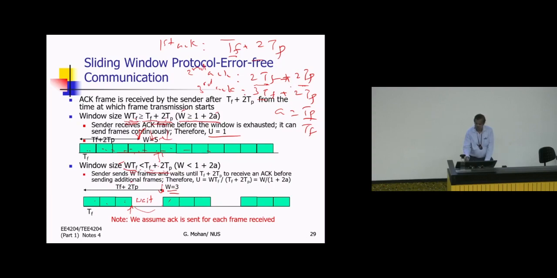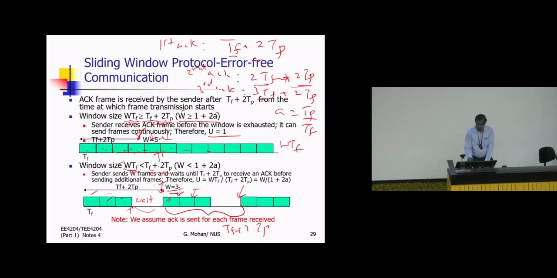The second acknowledgement will come back here, TF plus 2TP. So the next acknowledgement comes back here, it will expand. The next acknowledgement will come back here, it will expand. That means this acknowledgement is for this frame, this acknowledgement is for the second frame, this acknowledgement is for the third frame. Now, for this frame, the acknowledgement will come back only here, because this is TF plus 2TP.